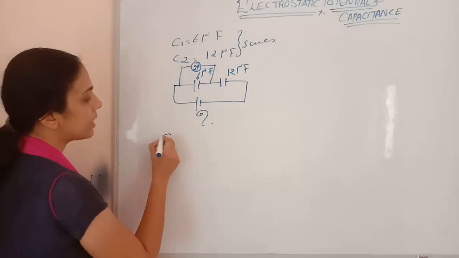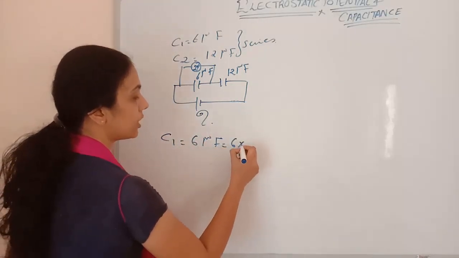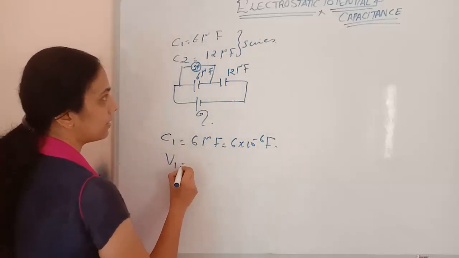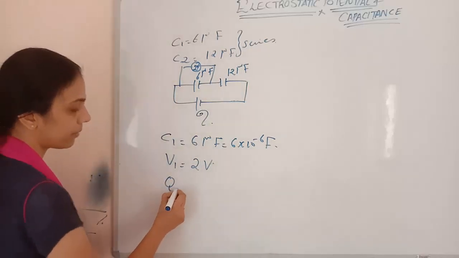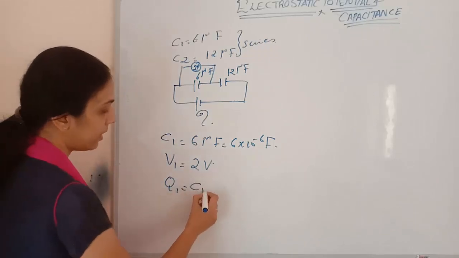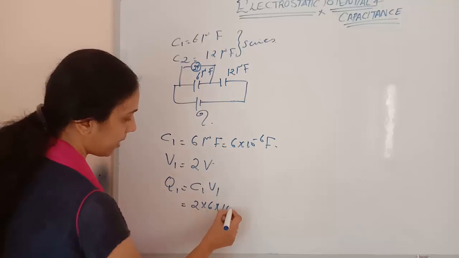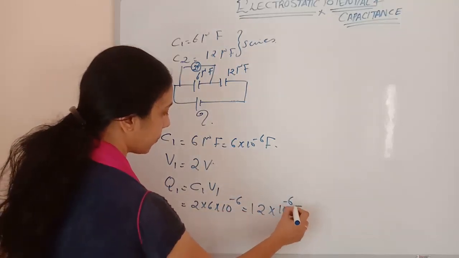See, C1 is given as 6 microfarad, that is 6 into 10 to the power minus 6 farad, and V1 is equal to 2 volt. Then we can find out Q1, right? Q equals CV, C1 V1. So 2 into 6 into 10 to the power minus 6, that is equal to 12 into 10 to the power minus 6 coulomb.